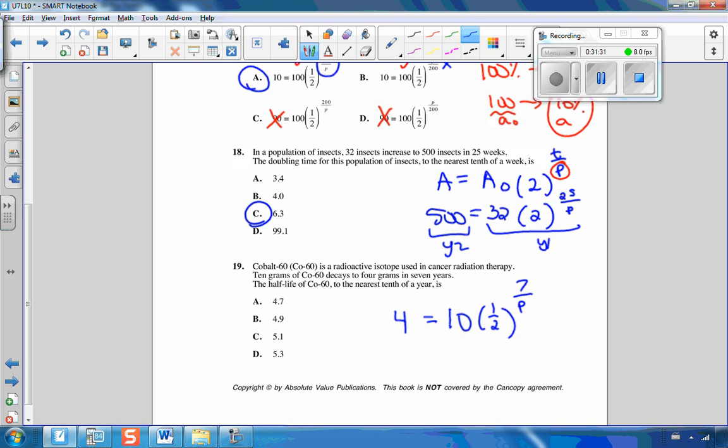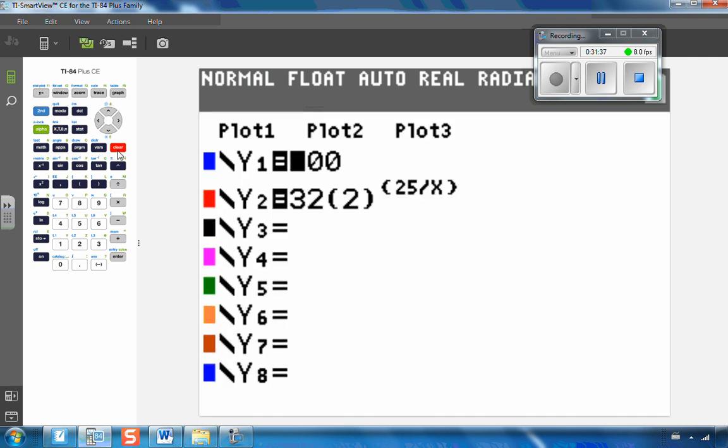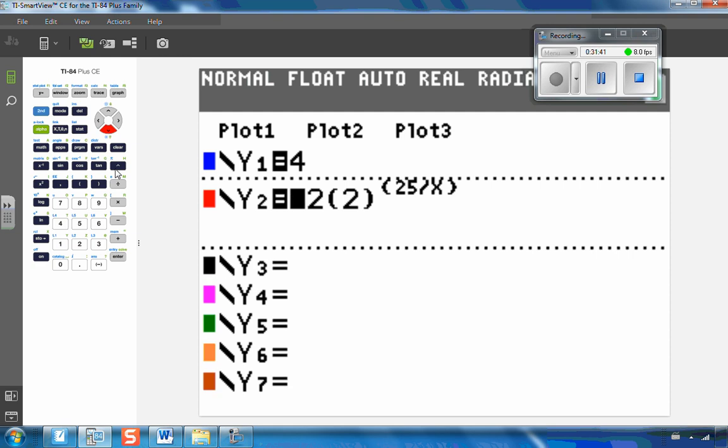Okay, so again, this is an example of y1, y2 intersect. I would do the exact same thing. So in here, let's clear everything out. So that's going to be 4. And here, clear that out. It's going to be 10 multiplied by half-life. So I'll just do 0.5, to the exponent of, and I'll put my exponent in brackets, it's 7 divided by x. And then close my brackets.